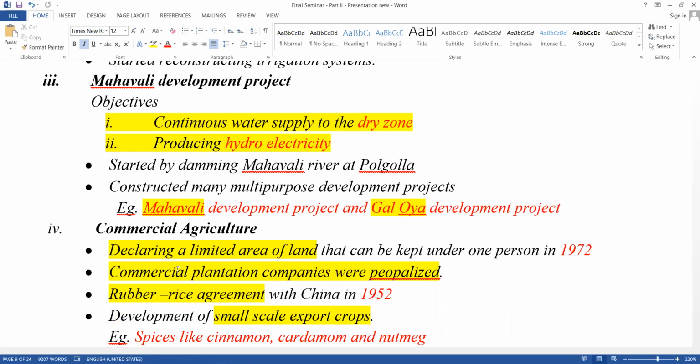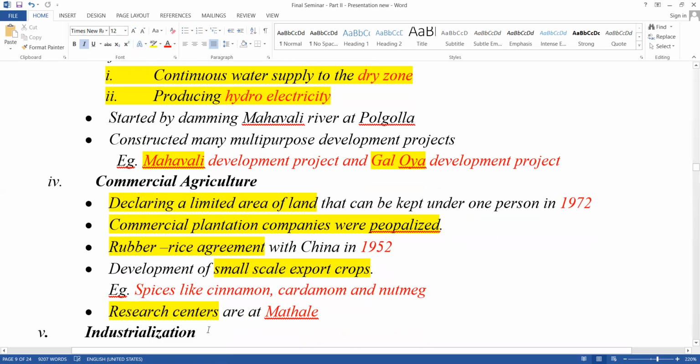At the time of 1952, it was okay. But after 30 years, rubber prices had gone up and rice prices were not going up. So it was a disadvantage for us after 30 years. And small scale export crops were introduced to Sri Lanka: cinnamon, cardamom, nutmeg. In Matale, a research center was started.